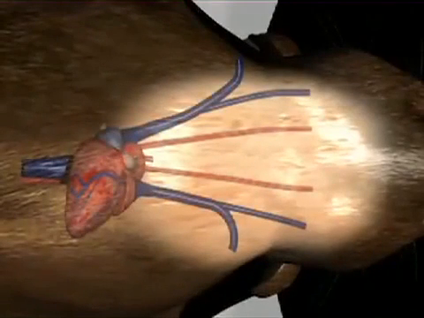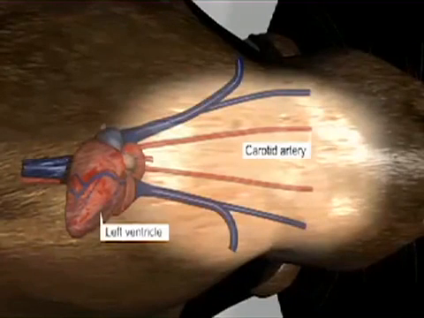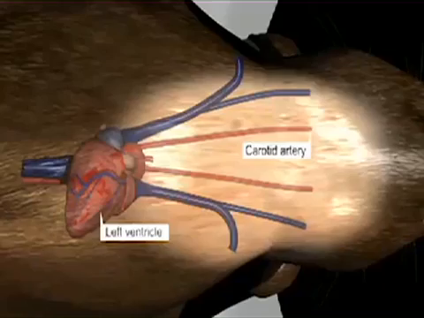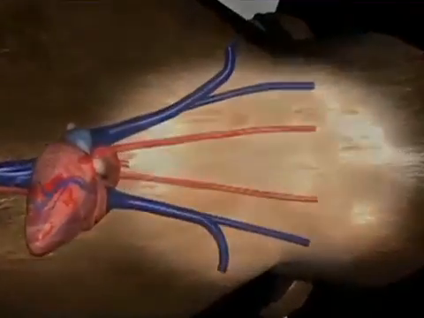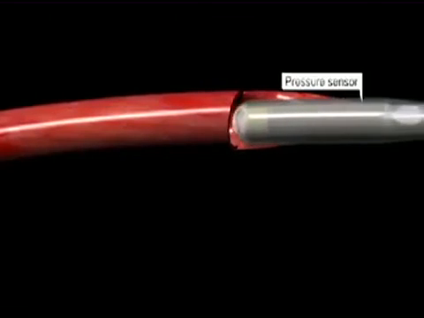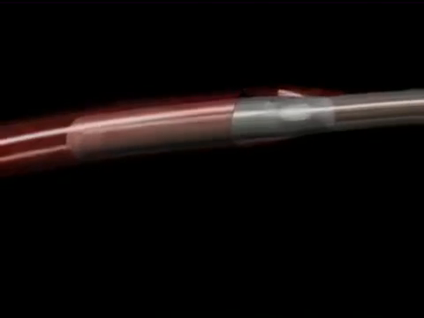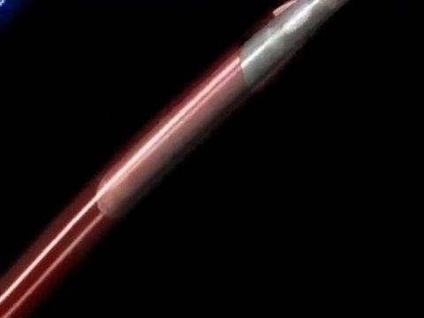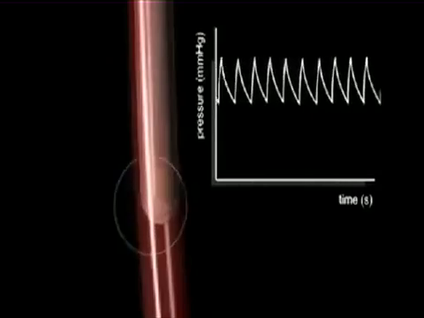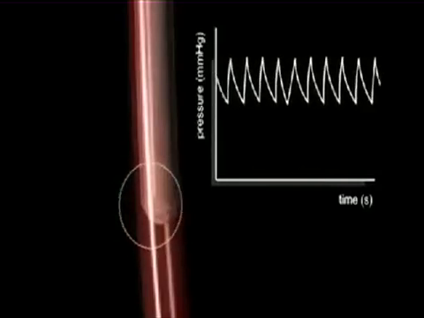For cardiac catheterization in a closed chest procedure, the carotid artery is used as the access via. The pressure sensor in the tip of the catheter is fine enough to enter the artery. To measure arterial pressure, the catheter is introduced approximately 10 millimeters. The arterial pressure waveform looks like this.